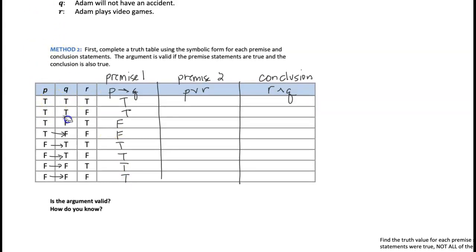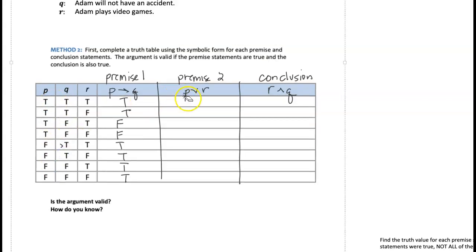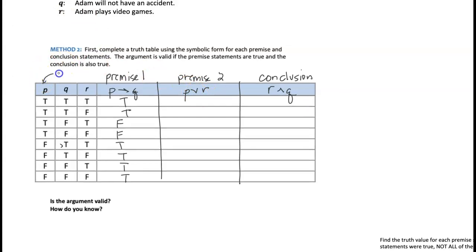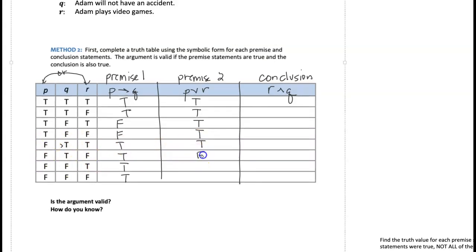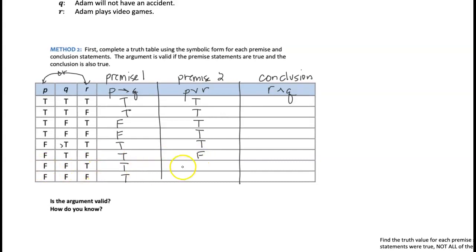With premise 2, we're connecting statement P with statement R using a disjunction. Here's statement P and statement R. And here we need at least one of those true. That happens in case 1, 2, 3, and 4. Here in case 5, we have at least one true. In case 6, we do not. We get a false truth value. Case 7, we have at least one true. And case 8, we do not have at least one true.